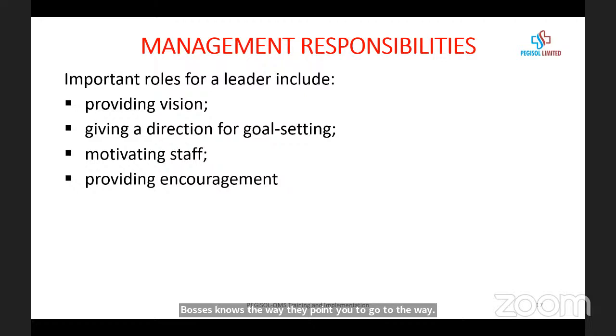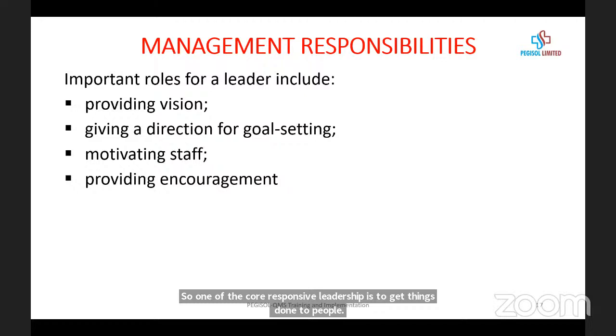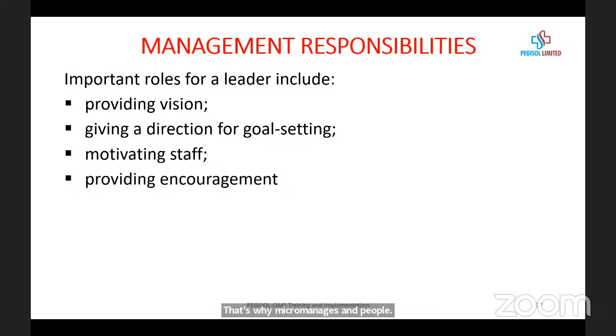So as a leader, you must provide vision, you must give direction for goal setting, you must motivate the staff. One of the core responsibilities of leadership is to get things done through people. That's why there are micromanagers, people who want to micromanage everything. But leadership creates the vision, sets the vision for the team, gives them the resources, empowers them both in training and in resources, and everything that they need to succeed. Motivate them, encourage them, and provide all the necessary support for them to get things done.